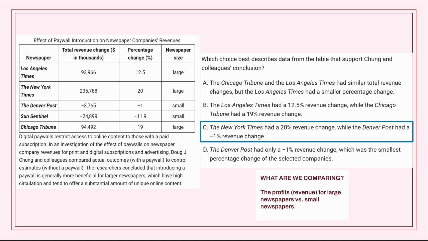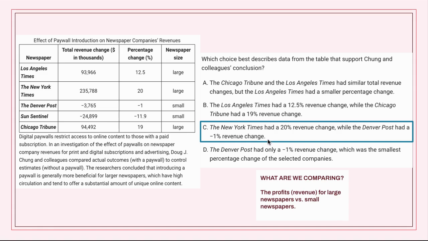So the New York Times had a 20% revenue change, while the Denver Post had a negative 1% revenue change. So again, this revenue change means, after you introduce the paywall, how much is your revenue changing? So if we have a positive change, that means their revenue went up. Negative percent change means the revenue went down, pretty much.